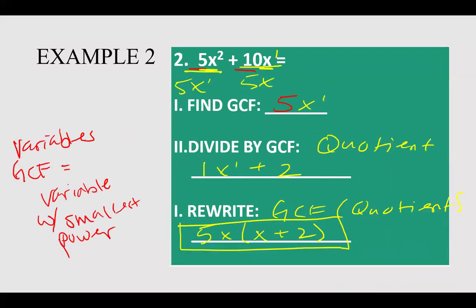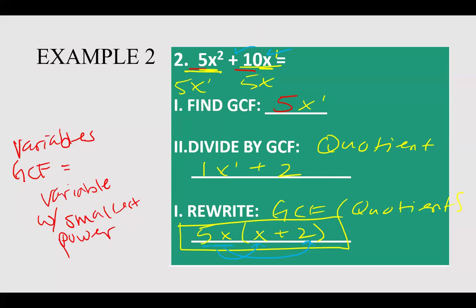Same thing here. The inverse operation of factoring is distributing. Inverse of distributing is to factor. So I'm going to check myself here. Does 5x times x equal 5x squared? Yes. Does 5x times 2 equal 10x? Yes. So what does that tell me I did with my factored form? I did it right. Okay.